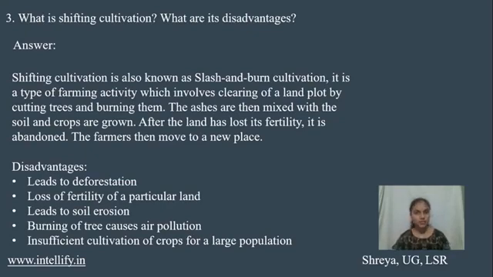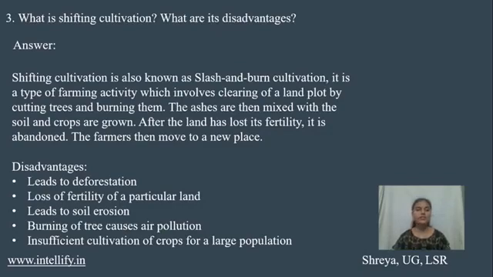Now, when the cultivation is completed, when the harvesting has been done, the land loses its fertility and then it is abandoned. Then it is left. So the farmers move to a new place, they shift to a new place, and that is why it is known as shifting cultivation. This type of cultivation has many disadvantages.